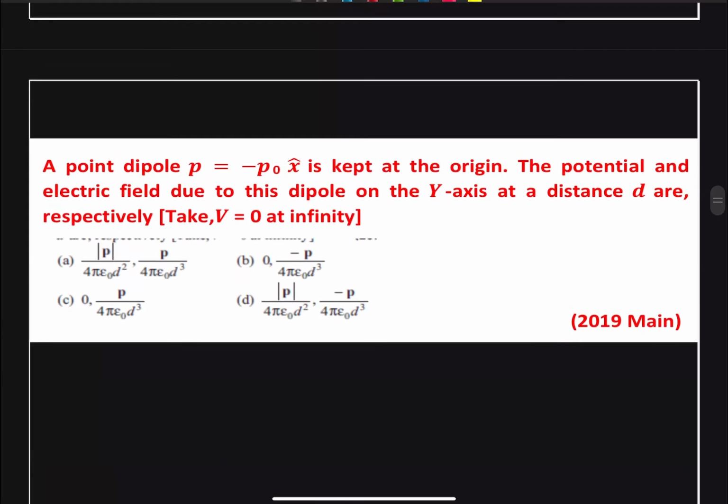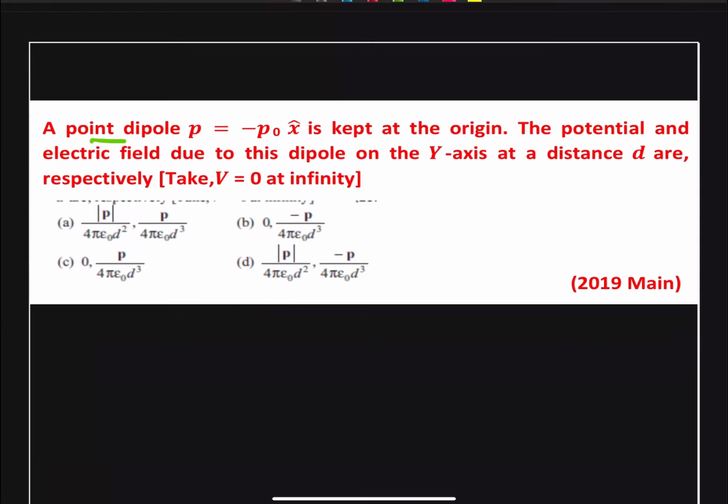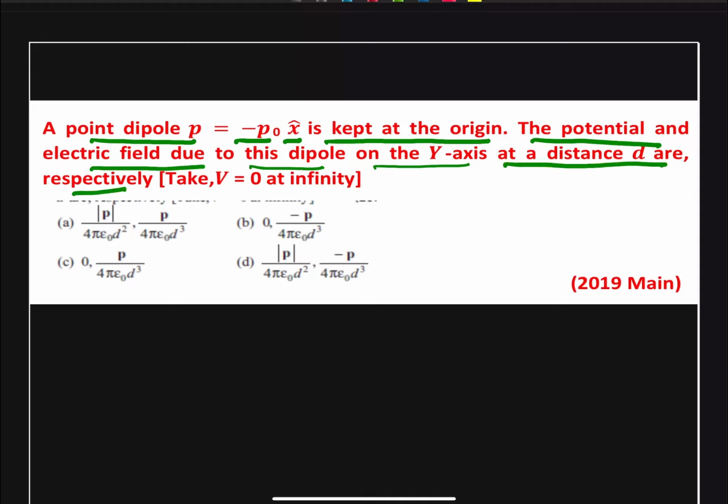It states that a point dipole P is equal to minus P naught x unit vector is kept at the origin. The potential and electric field due to this dipole on the y-axis at a distance d are respectively. Take V is equal to 0 at infinity.